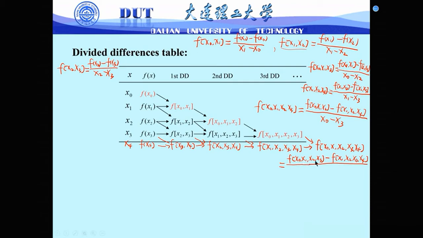Now, 1, 2, 3, these are common terms, right? So the difference should be x0 minus x4. Clear? Of course, you can also use the second term minus the first term, so here it should be x4 minus x0. Is it okay for you?